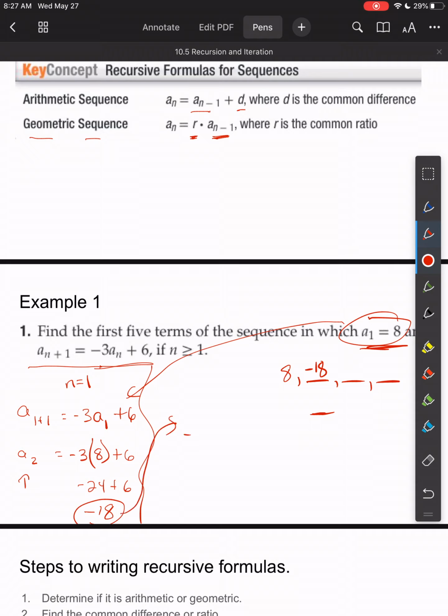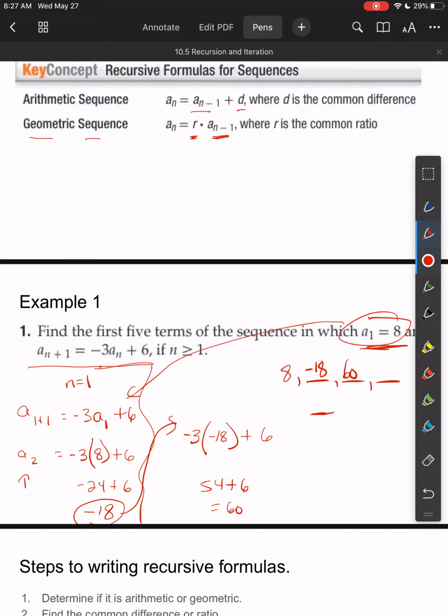So I could just take negative 3 times the previous term, and then add 6. Here in this case, negative 3 times negative 18: 3 times 18 gives you 54, and that's positive because a negative times a negative is positive. Then you add 6, you get 60. So the next term would be 60.